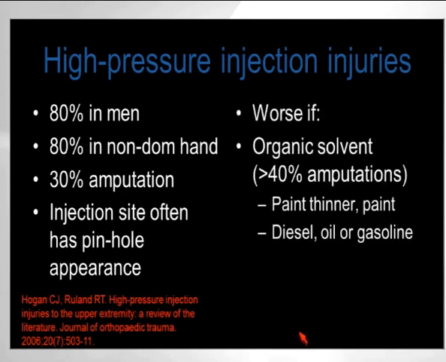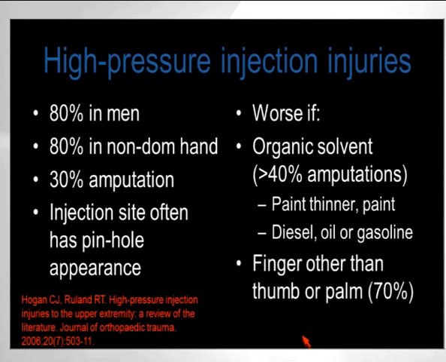They do worse if the solvent that is injected into the hand or foot or arm is an organic solvent such as a paint thinner, paint, or the derivatives of gasoline, because these substances will cause necrosis and thereby increase the chance that amputation is necessary.